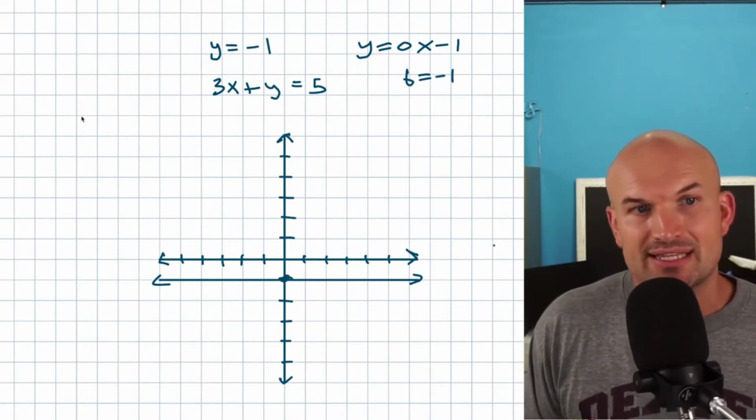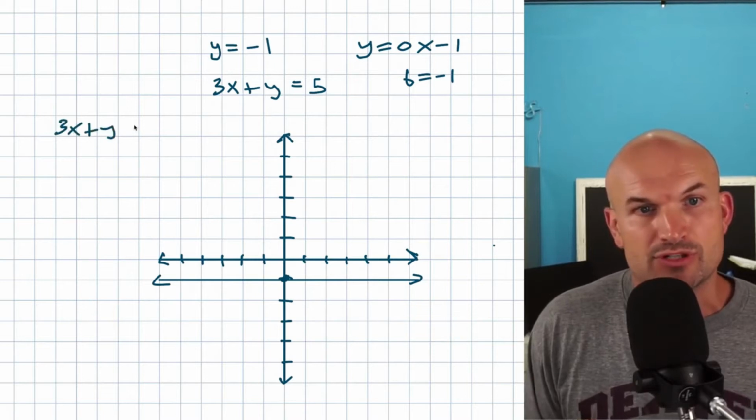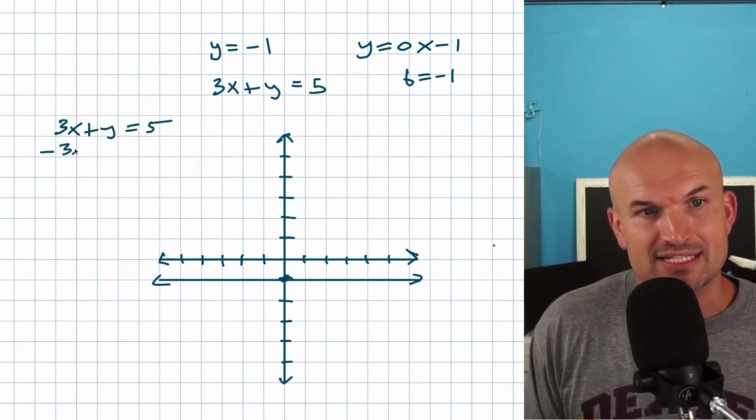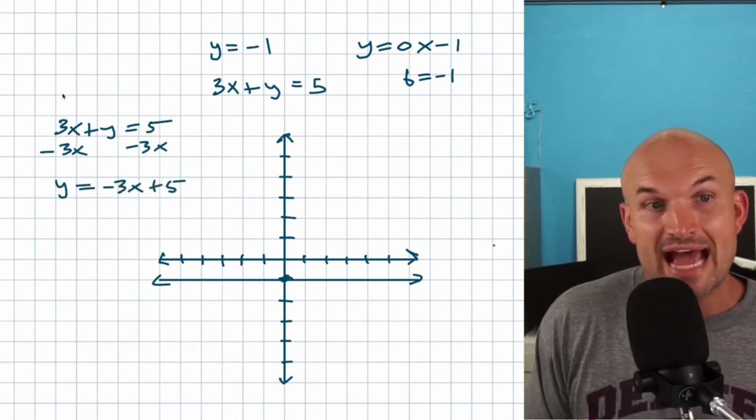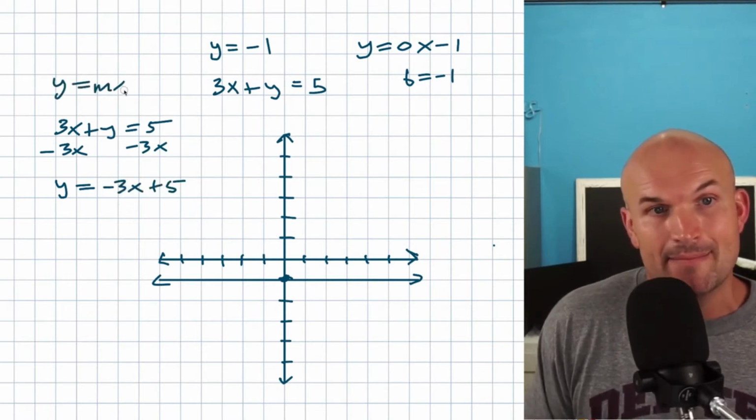To rewrite it in slope-intercept form, I'm simply going to subtract 3x on both sides. By subtracting 3x on both sides, I have now isolated my y. So y is now equal to -3x plus 5. Now it is in our form of y equals mx plus b.